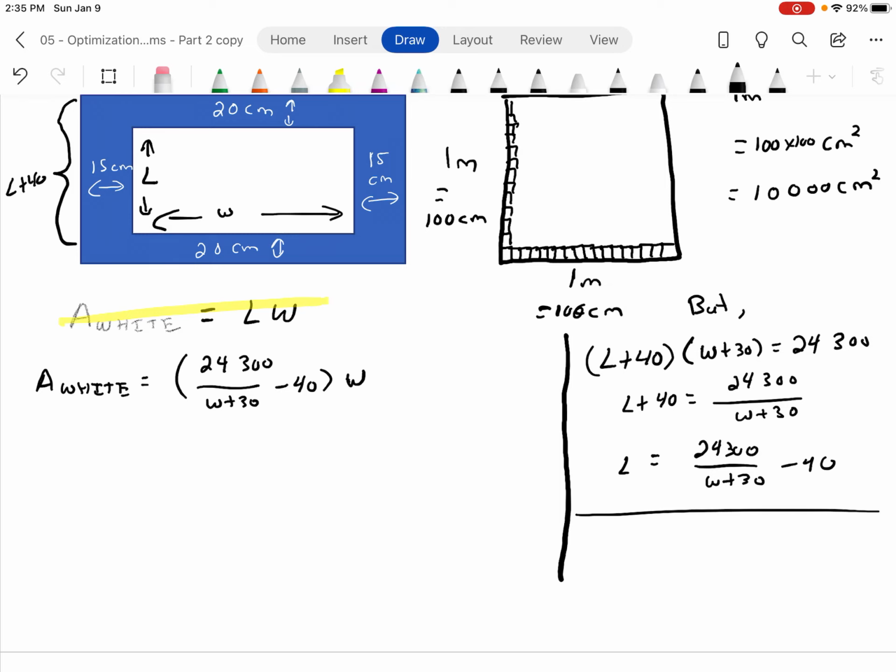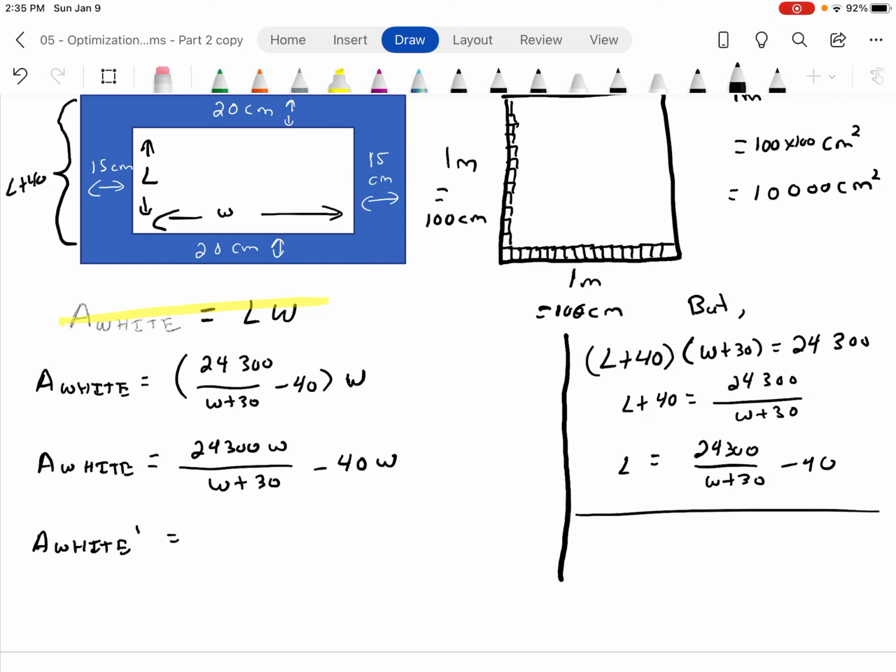Now it's not ready to take the derivative. Well, I guess you could do a product rule here, but I'll stick to what I've said before about derivatives. If you can multiply out some stuff fairly easily before you start, you'll probably find that easier. So I'm going to multiply that W in, and I get 24,300W over W plus 30 minus 40W. This day's word problems are a little more difficult because they've got some quotient rule in them, though this isn't the worst we've had to deal with. So now I'm going to take the derivative.